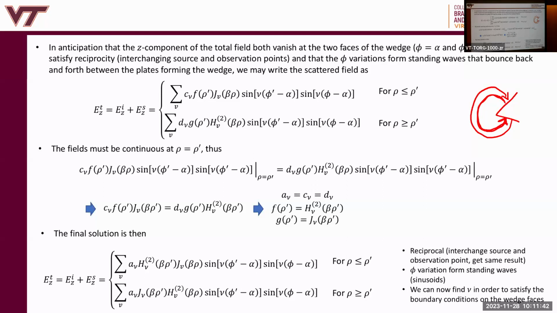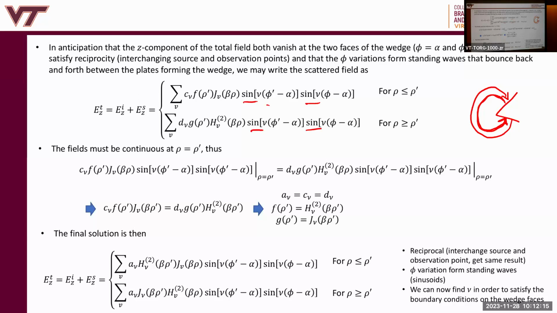So these are cylindrical mode functions, or azimuthal functions, right? We have radial functions, azimuthal functions, and z-directed functions. So these azimuthal functions are going to bounce back and forth between the two faces of the wedge, right? So we expect there to be standing waves in phi. All right, well, okay. We can write the scattered field then as standing waves in terms of phi. So here's the phi variation. Sinusoids are standing waves, right?